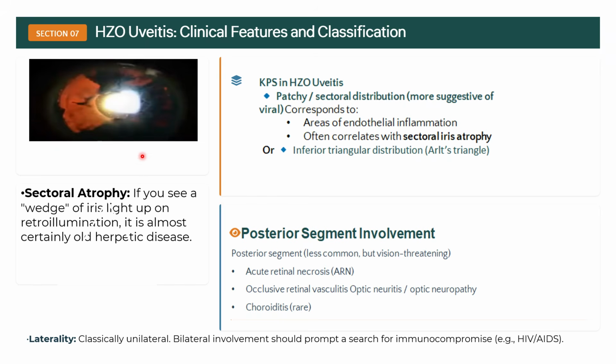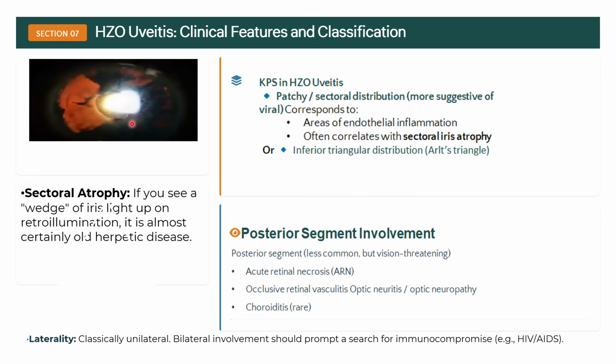However, if you find bilateral uveitis, think of immune suppression. There might be associated posterior segment involvement. That's why, before you give a diagnosis of anterior uveitis, you must look at the fundus, because as I said before, anterior uveitis is a diagnosis of exclusion. You should look at the vitreous and the fundus. If they both are normal, you say anterior uveitis.